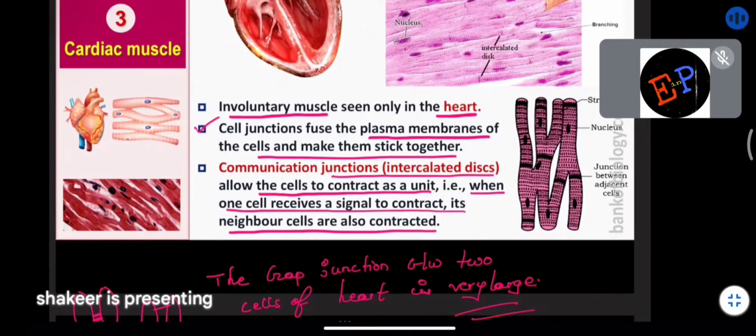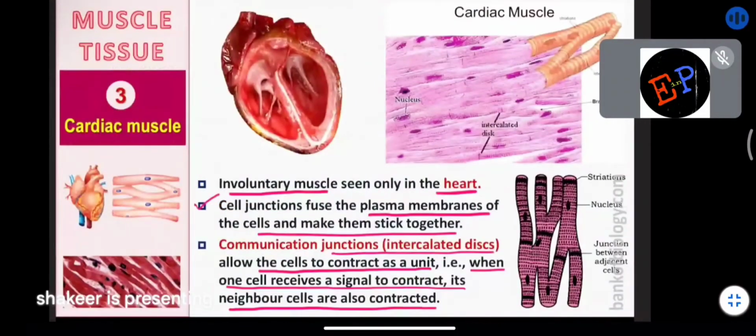The overlapping, or what you call the fusing of the cells, is responsible for that. It means the cytoplasm of all the cells is interconnected, so that if one cell receives the signal, all the cells will receive the signal, and all of them will either contract or relax at the same time. So this is the advantage of these kind of muscles, which are called cardiac muscles. Understood, ma? That's it.